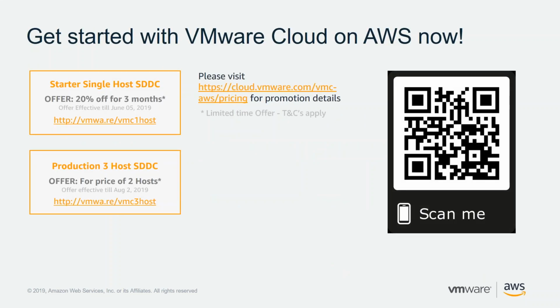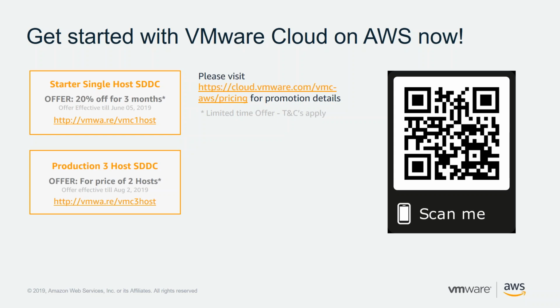All right. So we are running 3 promotions for VMware Cloud on AWS. The first one is a starter single host SDDC. Sign up for the single host SDDC and test out the service, build a POC or demo, and understand the features and capabilities of the service. Please note that this is not for production use. With the current promotion, you will get 20% off on the single host instance for the first 3 months. So you'll only end up paying $5.60 per hour, and the offer is valid till 5th of June 2019.